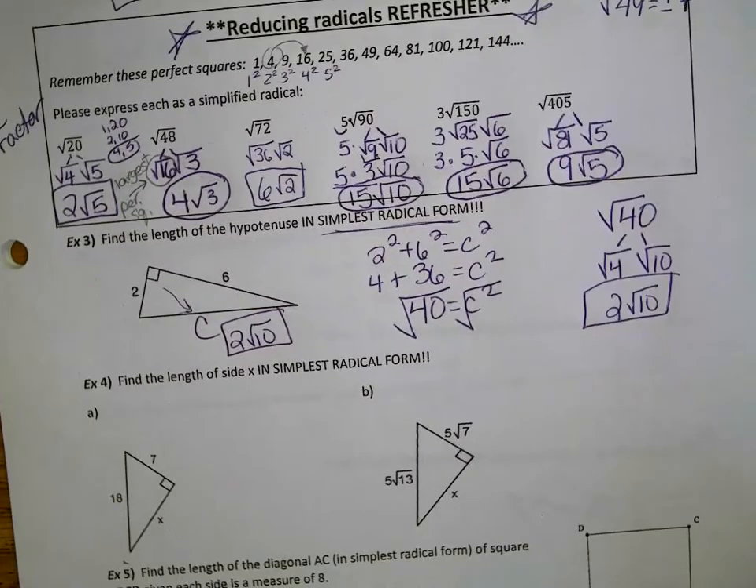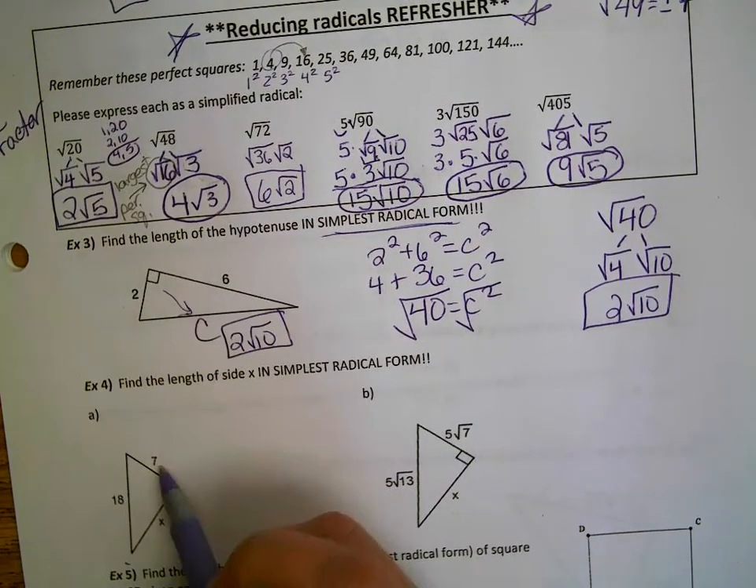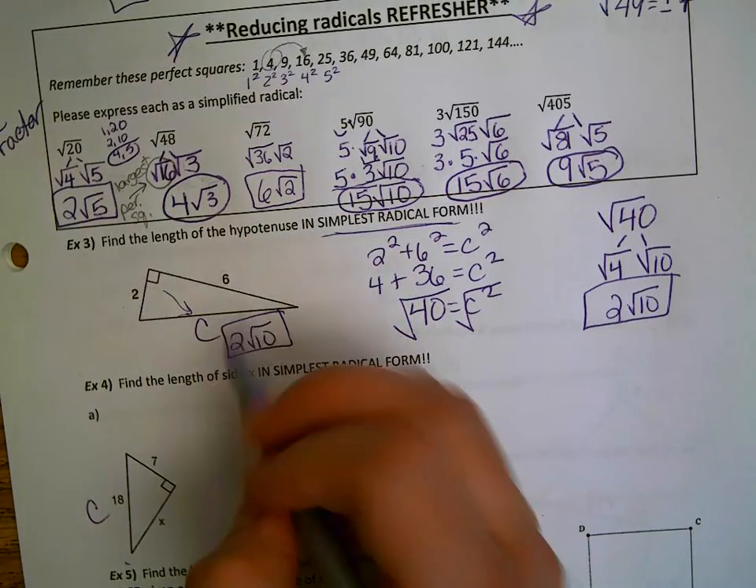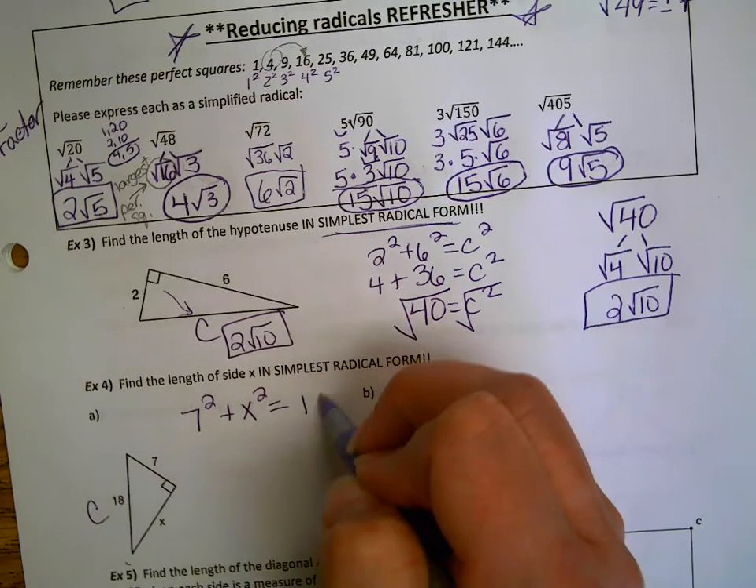Exercise 4. The first one is pretty straightforward. 7, x, and 18, where 18 is your hypotenuse. So remember, that has to go alone. 7 squared plus x squared equals 18 squared.